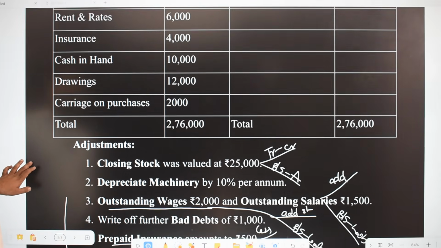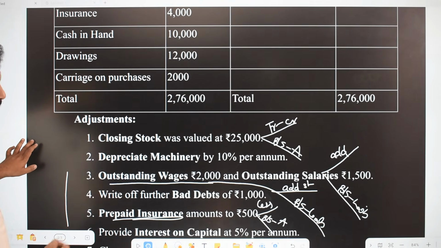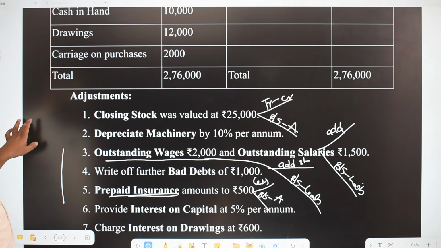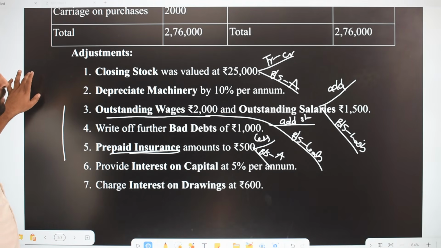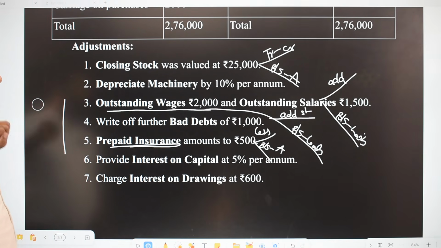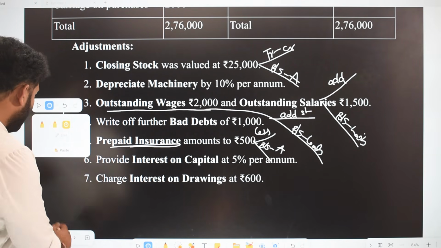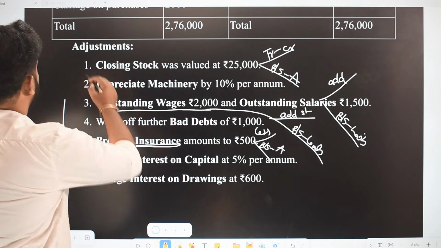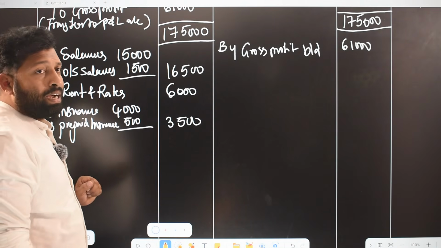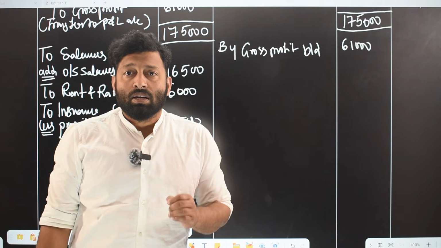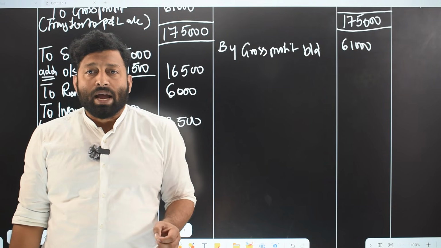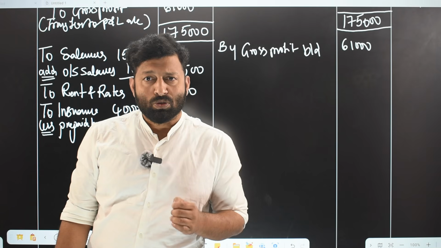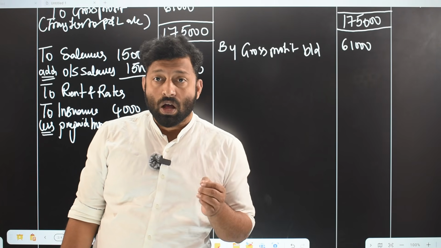Insurance is done. Cash in hand is asset. Drawings is an expense which is deducted from the capital. Clear. Carriage on purchases is done ma. Now check the adjustment ma. Closing stock is completed. Depreciation on machinery. What is the meaning of depreciation ma? 10%. Machinery value is 50,000 ma. So already explained ma. Depreciation means decreasing the price or decreasing the value of a fixed asset ma. So it is a loss.